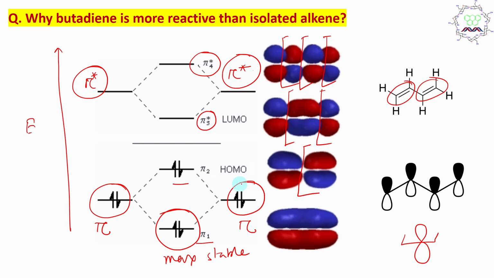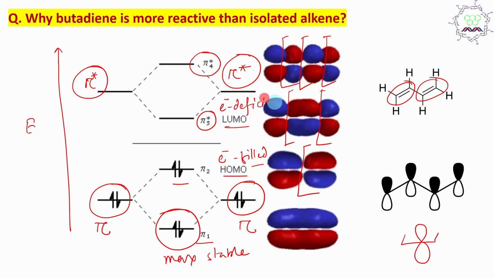Now there are a few points. What is HOMO? HOMO means highest occupied molecular orbital, an electron-filled orbital. What is this? This is LUMO. LUMO means lowest unoccupied molecular orbital, so it is electron deficient.